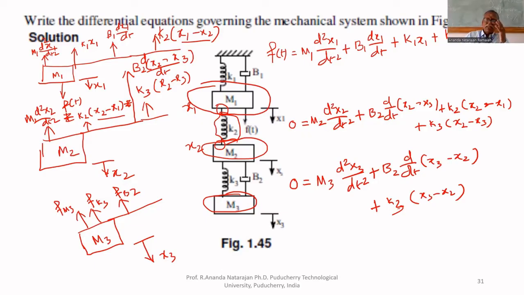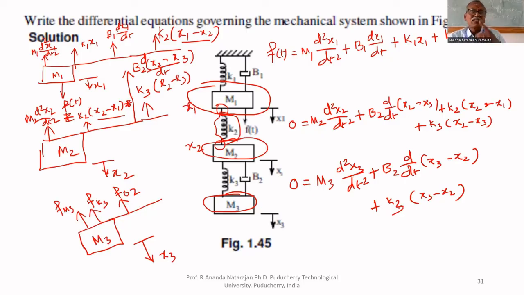If it is the electrical system, the number of differential equations equals the number of loops, if it is KVL. If it is KCL, the number of differential equations equals the number of nodes minus 1, because one node will be taken as a reference. So while writing KCL, you will find the number of nodes, then one node will be taken as a reference, and for the remaining nodes, you will write KCL.